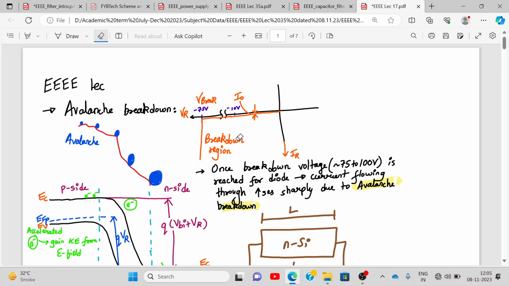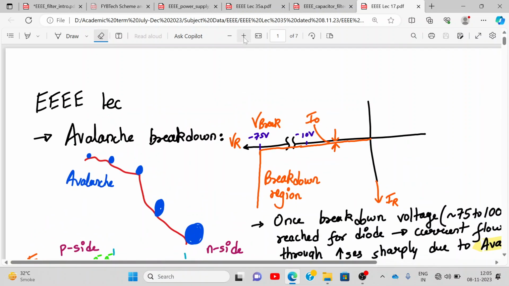Okay. So please concentrate. To understand Zener diode, we have to understand what is avalanche breakdown. Do you know what is avalanche breakdown? You know what is an avalanche?